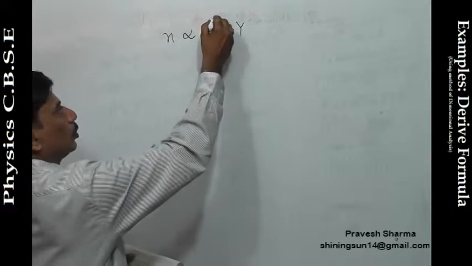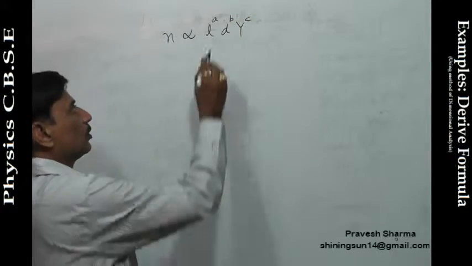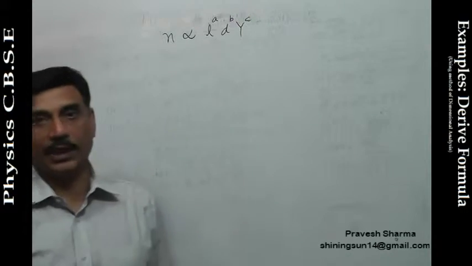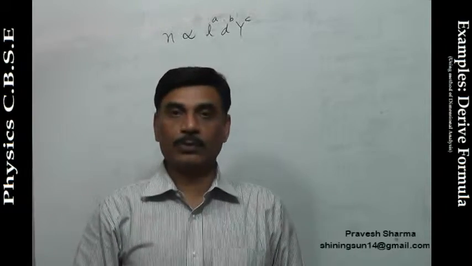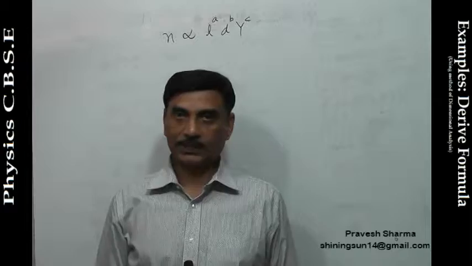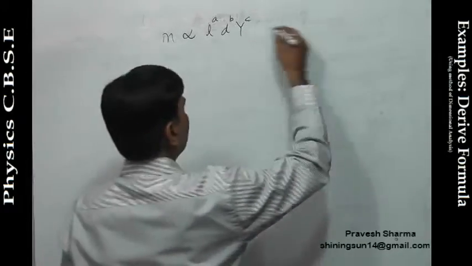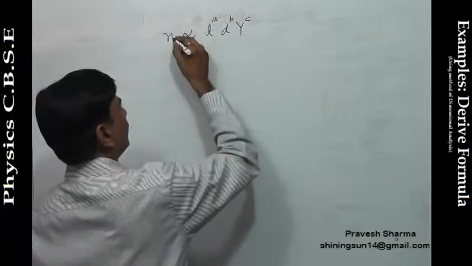How it is dependent, we don't know. So we write A, B, and C. And our whole work is to find the values of A, B, and C. As soon as we find the values of A, B, C, we know the expression, and we can get the formula. So what we do is, the dimension formula for length is obviously L.